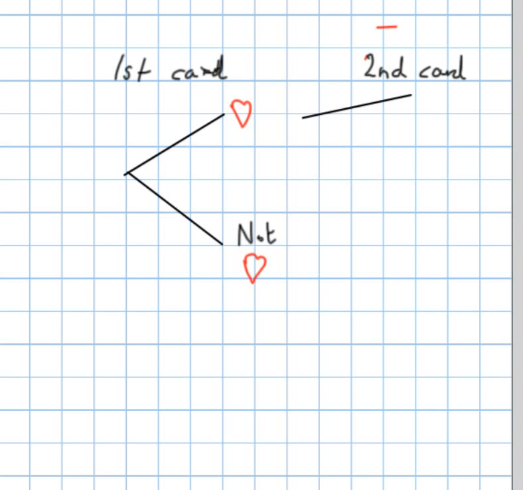So look at all the possible outcomes. I could have drawn a heart with my first card and a heart with the second, or I could have drawn a heart with my first card and a not heart with the second. What other possible outcomes could there be? Well, I could have drawn not a heart, one of the other suits, and then drawn a heart, or I could have drawn not a heart and then not a heart again. Whoops, Daisy. Colours went a bit wrong there. Now, that's the first part of drawing my tree diagram.